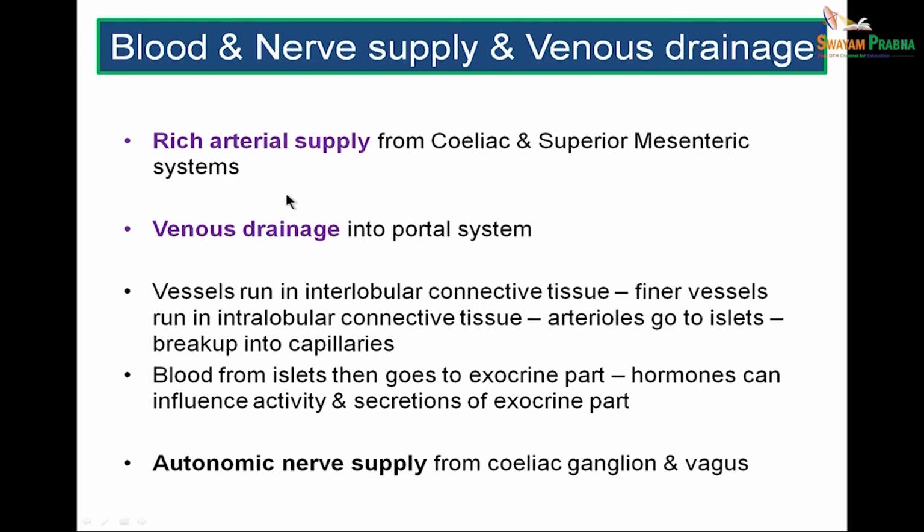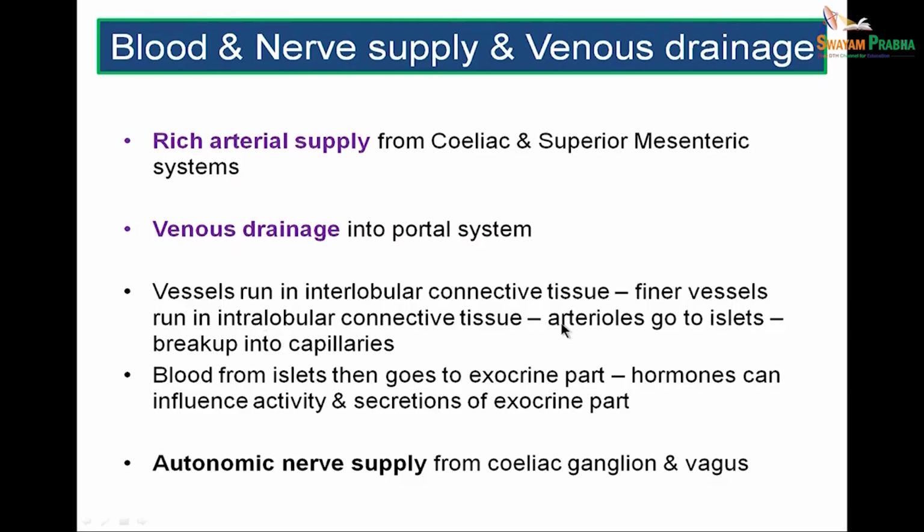The pancreas, being an endocrine gland, also has a rich arterial supply from the celiac artery and the superior mesenteric artery. Venous drainage is into the portal system. The vessels run in the interlobular connective tissue and finer vessels run intralobularly.